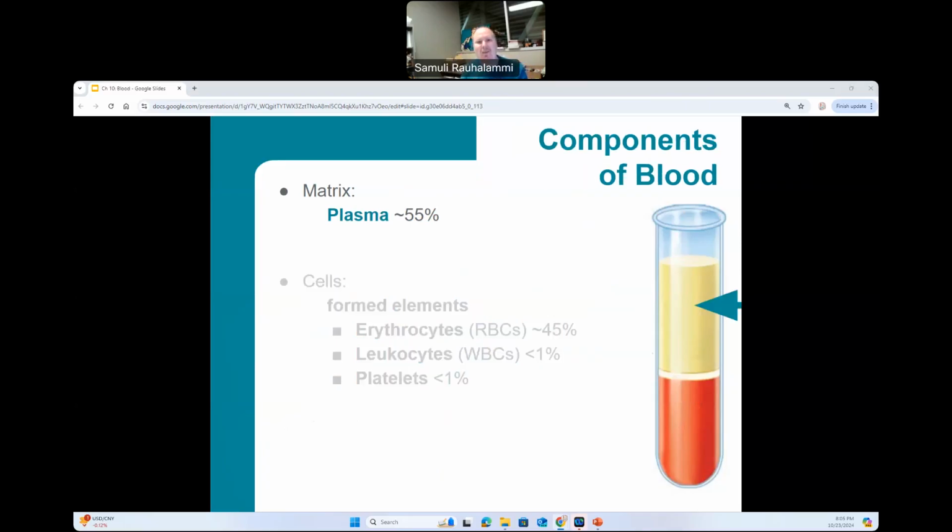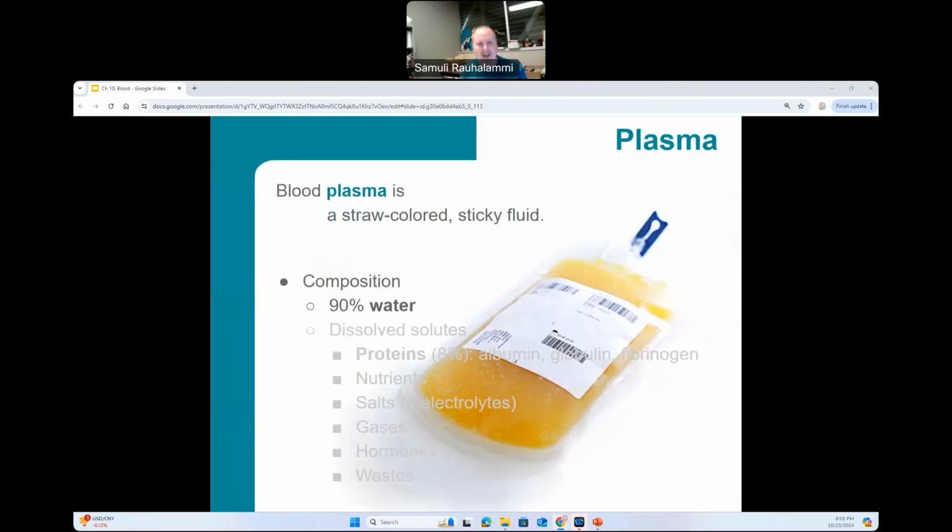We're going to start with the blood plasma. Plasma is the matrix where everything else is suspended. It's kind of yellow or straw colored, and its consistency is stickier than that of water. It is, however, mainly made of water. We also see many other dissolved substances, including respiratory gases like oxygen and carbon dioxide, electrolytes, nutrients, so energy and building blocks for the body parts, and waste products.